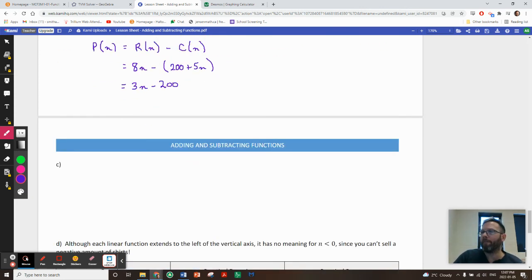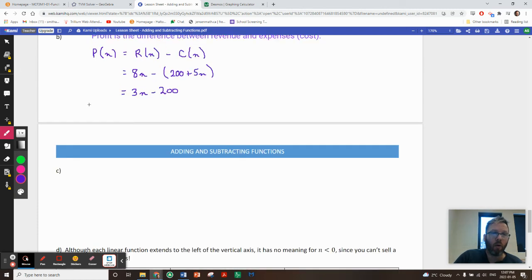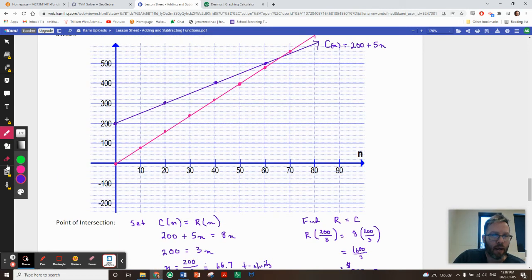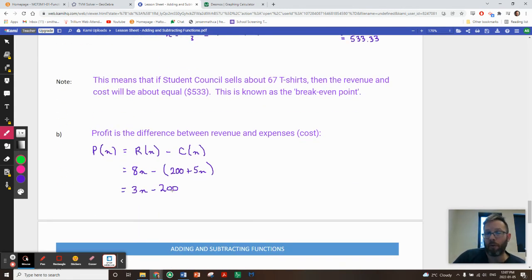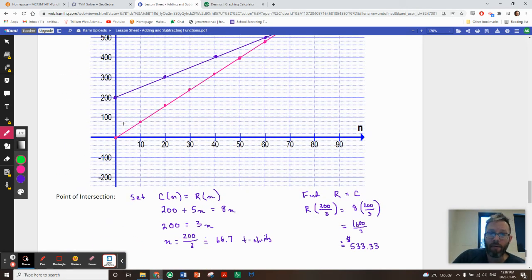So for part C, we're talking about when are we making money, when are we losing money? Well, it's all about that break-even point, right? I think we actually want to add this profit function too. Let's do this the best we can. What's the best color here to use? Let's use green. Now you can just graph the function 3n minus 200, or you could also just add the values we have on our graph.